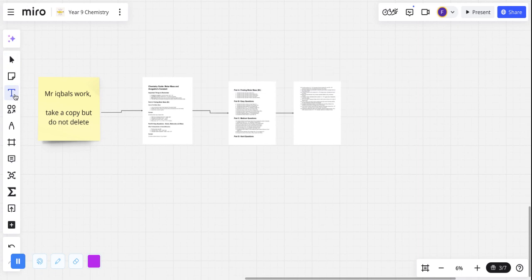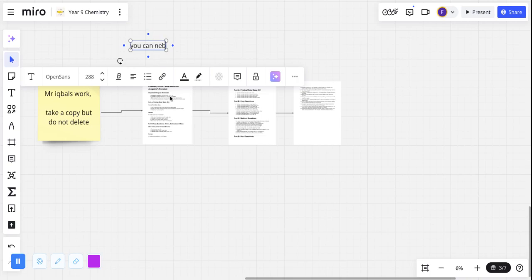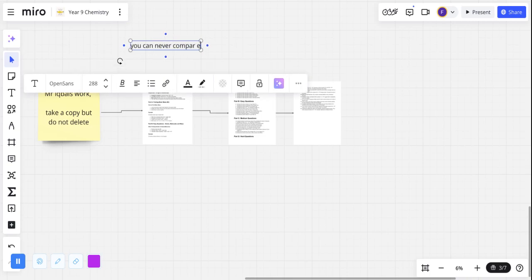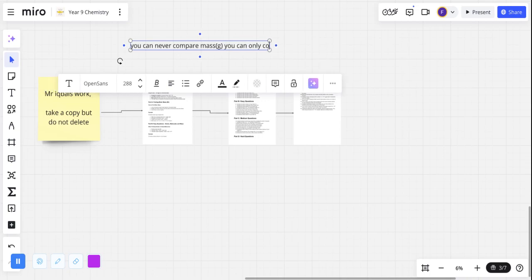As I teach chemistry, I always write on the top, let's make this big: you can never compare mass. And for you guys, mass should always be in chemistry in grams. Physics, it's kilograms; chemistry, it's grams. You can never compare mass at all, ever. You can only compare moles. As we do more and more work, you'll see what I mean.